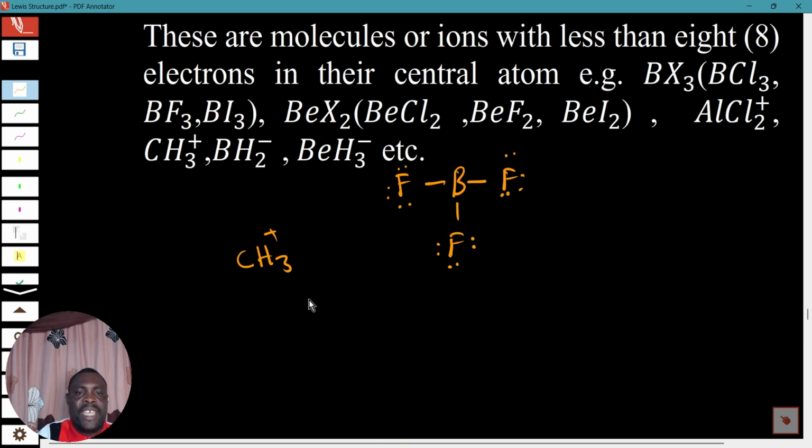Now let's look at CH3 plus. Now available electron, carbon is 4, 3 hydrogen will give me 3 electrons, which is 7. The +1 means we are going to remove 1 electron, making 6 electrons available. So we are going to have C, and we have the 3 hydrogen, which is 6 electrons because it's an ion. We are going to put plus.